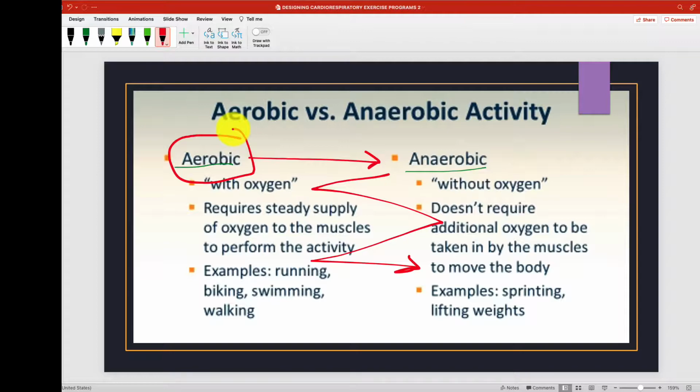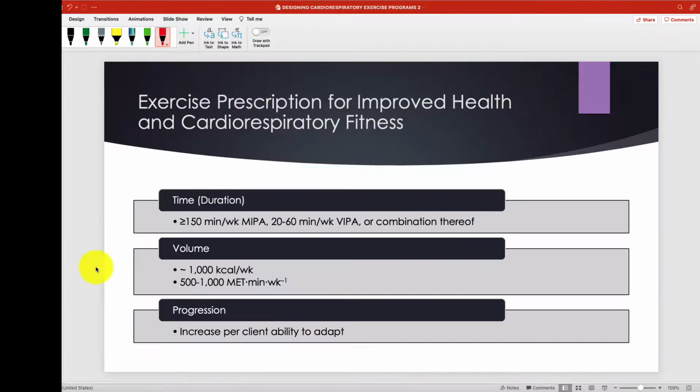So we'll get the best cardiovascular benefits if we do this within 150 minutes per week. That would be moderate intensity exercise, or 20 to 60 minutes per week of vigorous activity, or a combination of the two. So it's just as effective if you combine them, right?